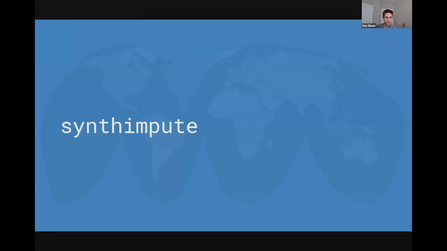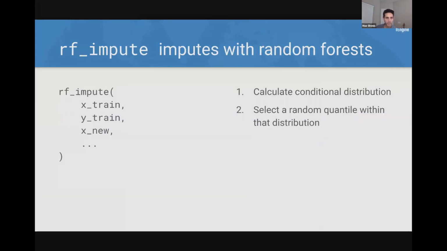All right, so this is what led to our decision to use Synthimpute. And Synthimpute really just has one core function that is used, RF impute. So this imputes data with random forest. It takes a few arguments, but these are the 3 most important ones. And these are very similar to what other prediction APIs look like. So you've got your training data set as xtrain and your training labels on the y, and also your new variables for x.